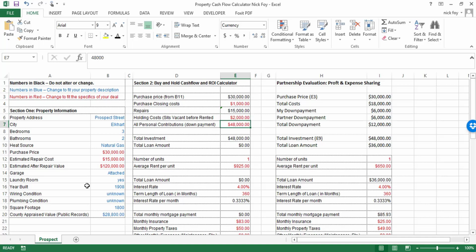So then it's going to want to know how much are you going to contribute towards the purchase price or the down payment and all your repairs. So in our case, we paid everything cash. So it's going to add everything up here and show you your total investment is $48,000.